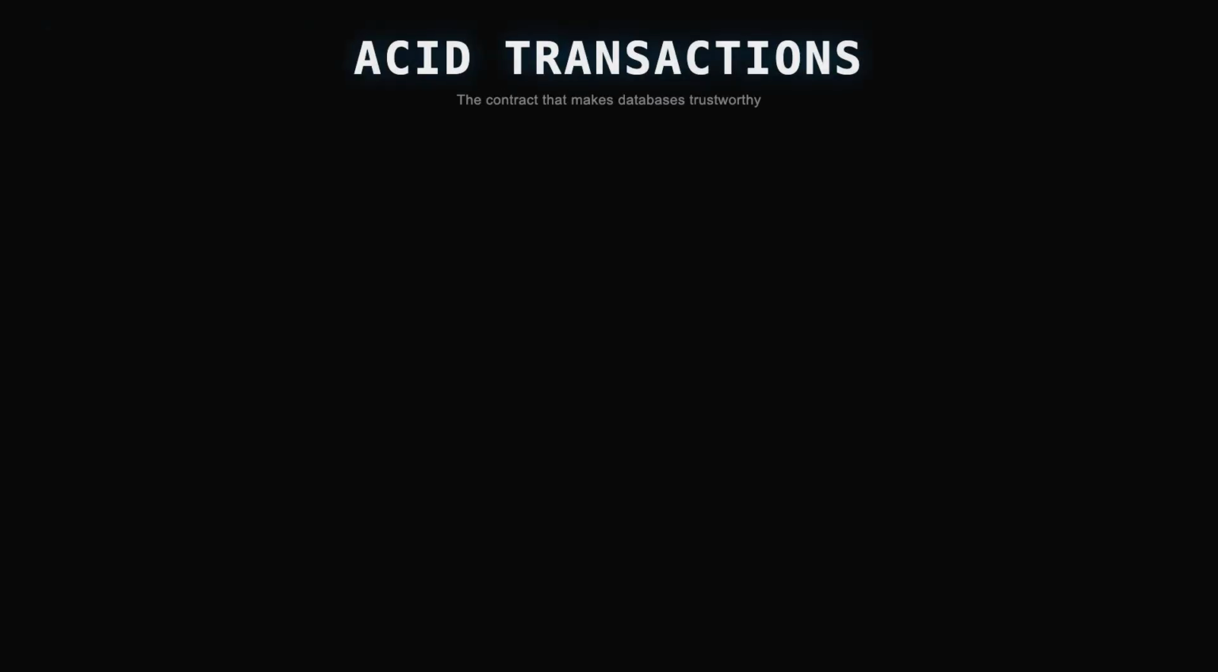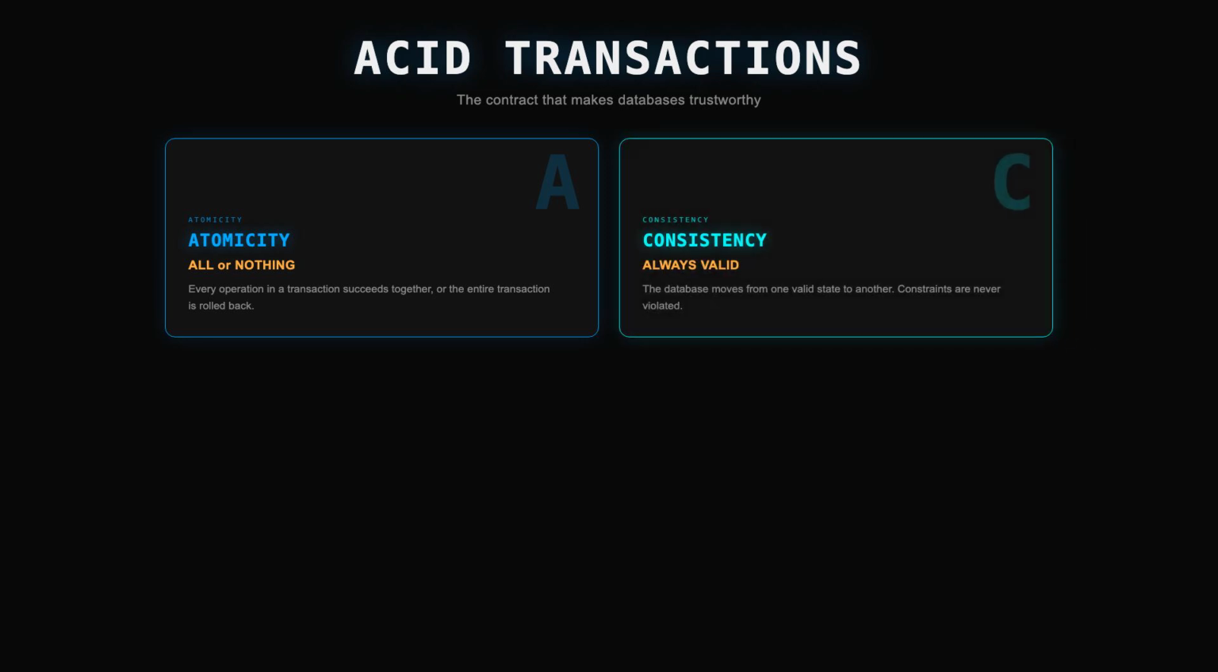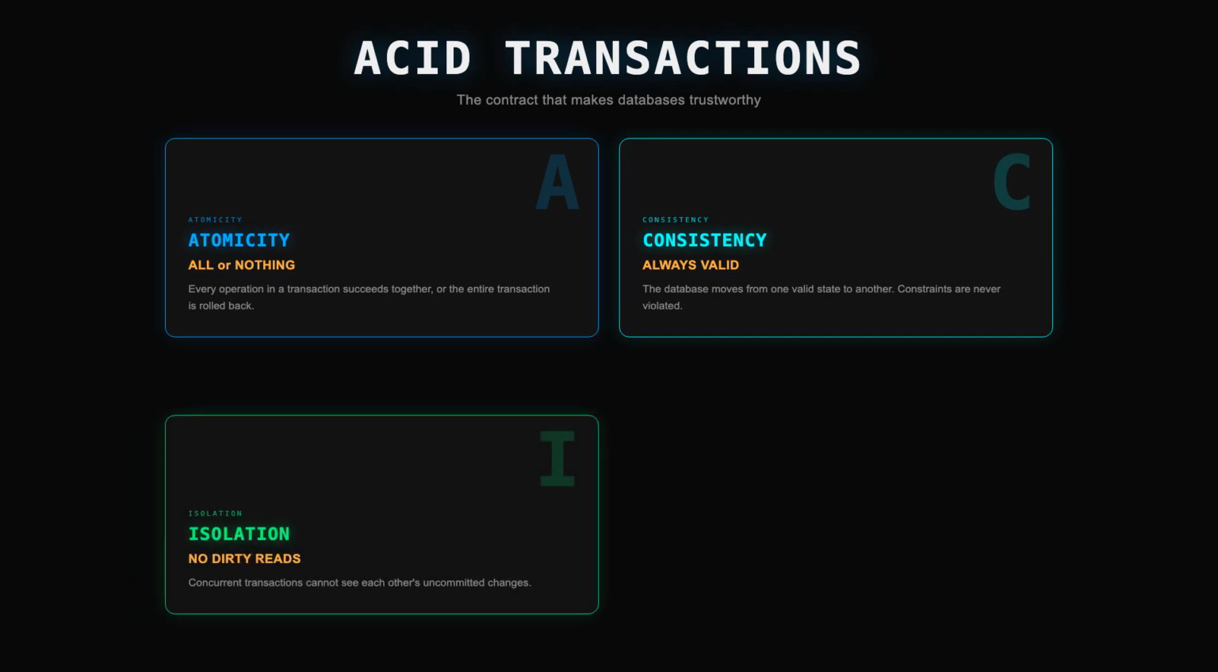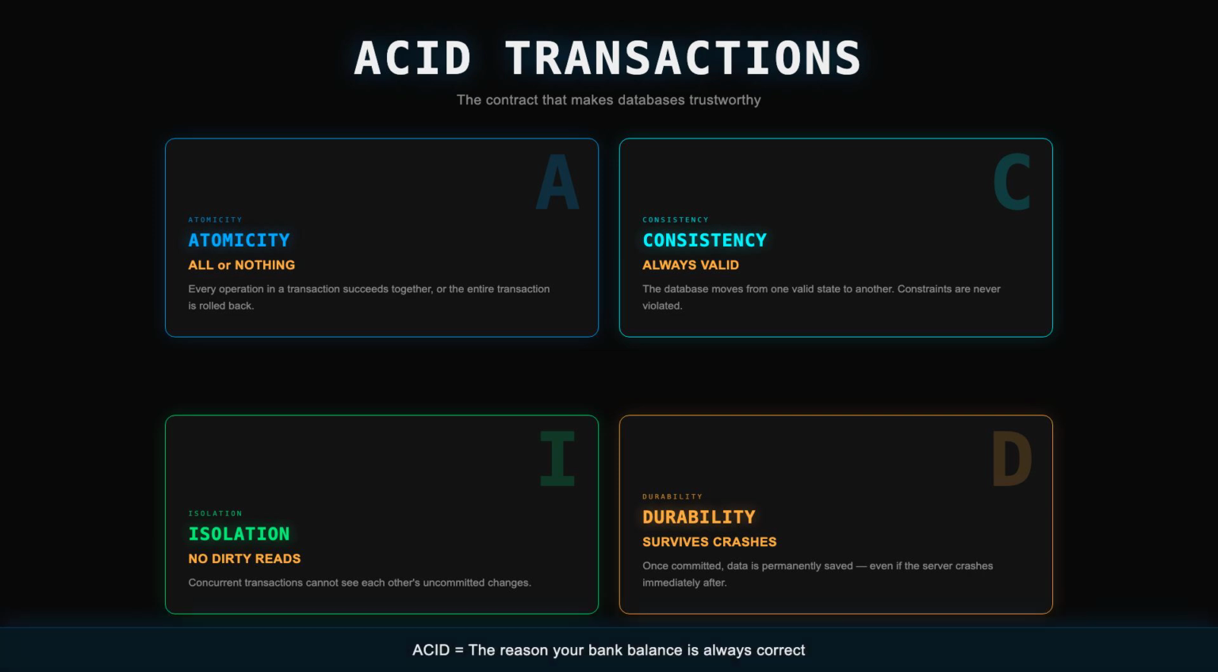When you transfer money between accounts, two things must happen. Your account is debited, and the other account is credited. If the system crashes between those two steps, you cannot have money disappear. This is where ACID comes in. Atomicity means all operations in a transaction succeed together or none of them do. Consistency means the database is always in a valid state, no broken constraints. Isolation means concurrent transactions cannot see each other's partial work. Durability means once a transaction commits, it survives even a crash. ACID is a contract, a promise. It is why databases are trusted with the world's money.